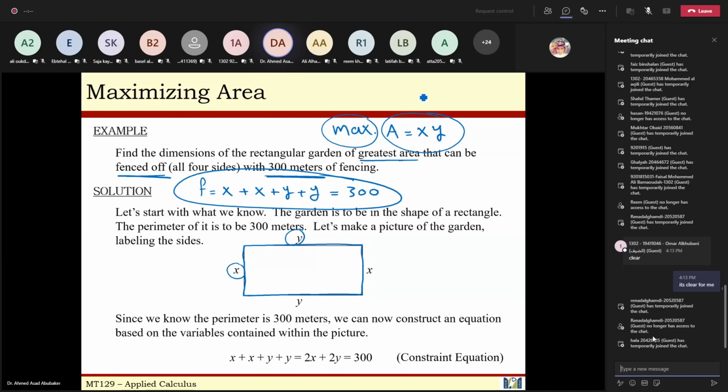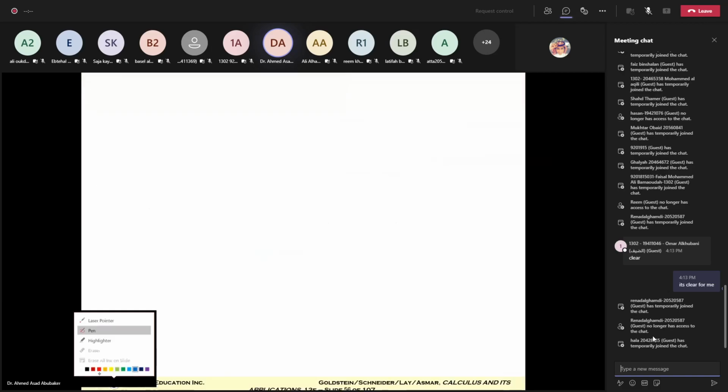We have a function with respect to x and y, and we need to determine the value of x for the maximum or minimum of area. We must have the relation to convert the area into one variable. The solution here.